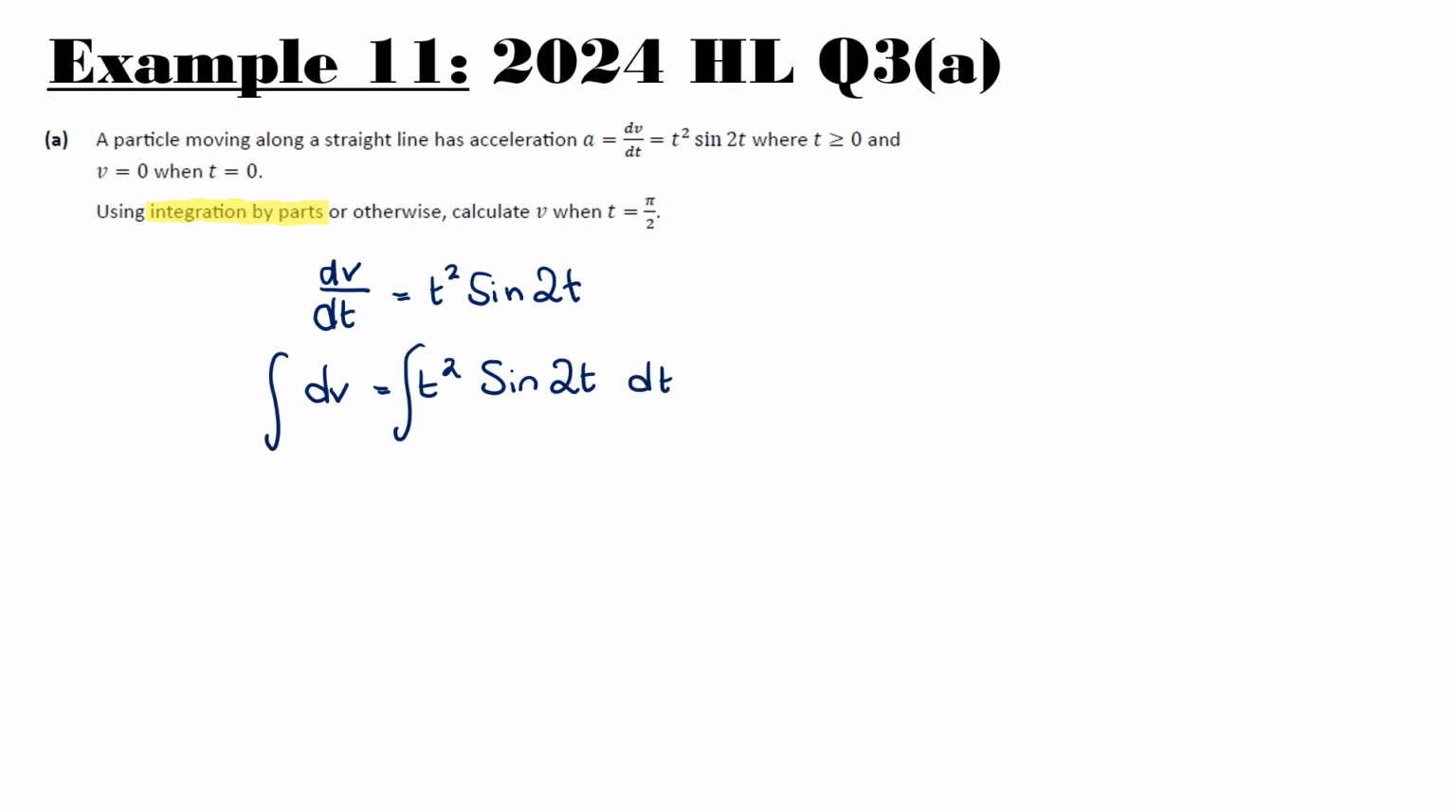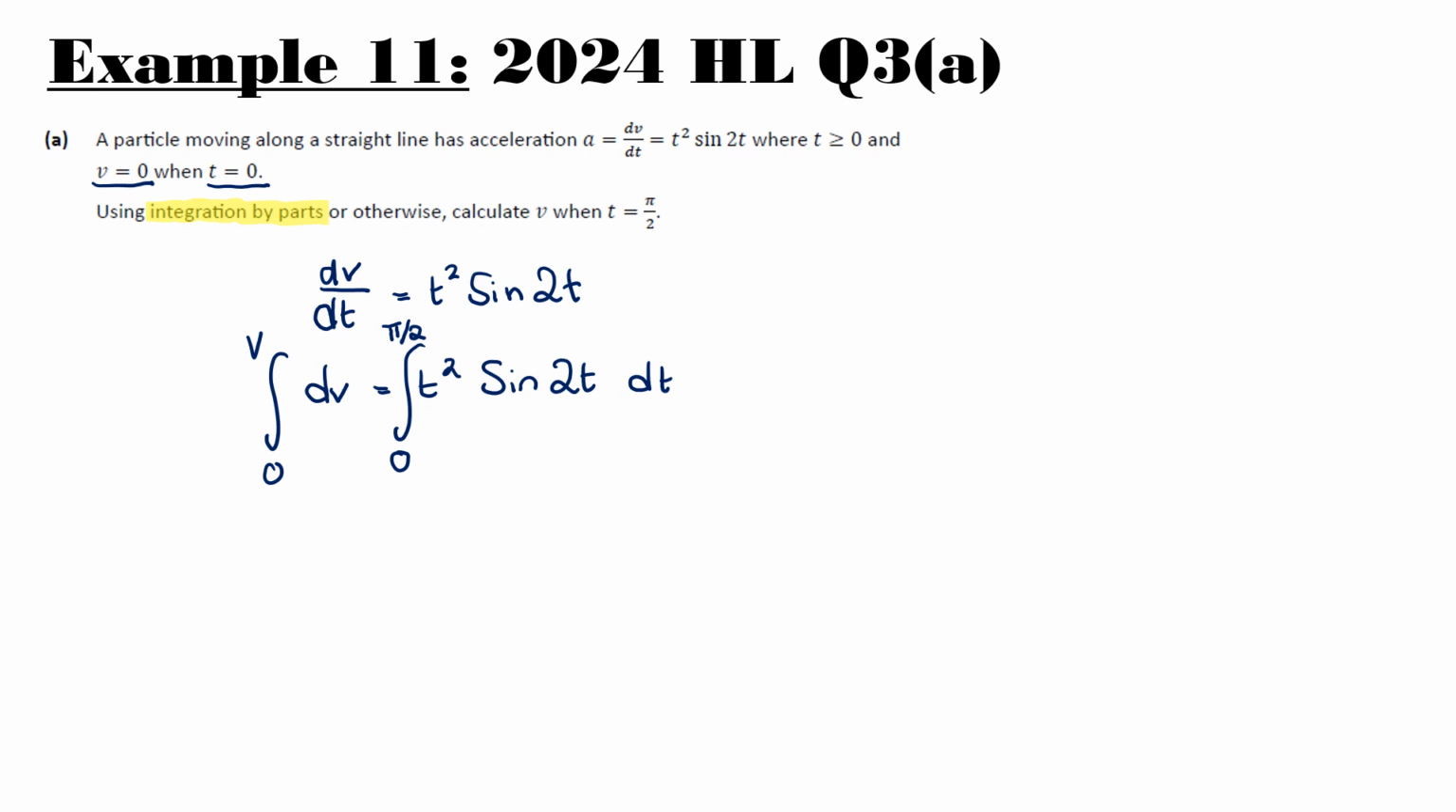Our limits of integration: we're told that when t equals 0, v equals 0. So when t is 0, v equals 0, and then we want to calculate v when t is, I'm going to go straight to pi over 2. That's going to make our lives so much easier. You are welcome to go to t and then sub in your pi over 2. It's completely up to you.